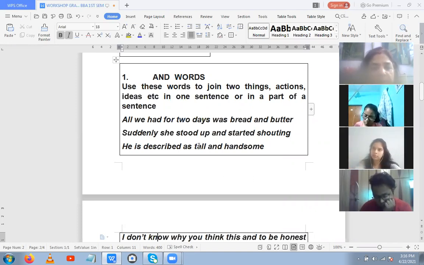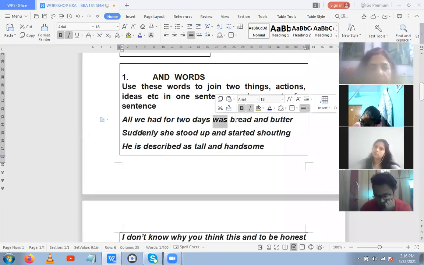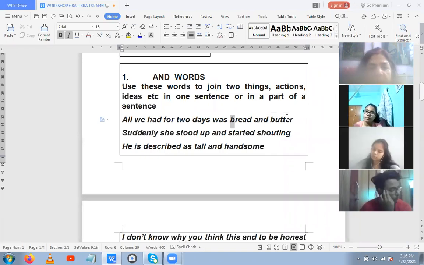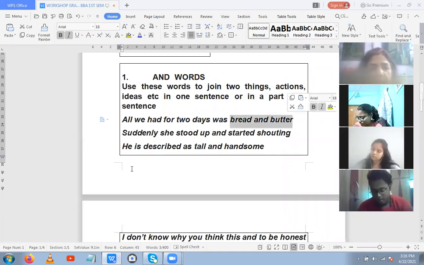So these are the sample sentences. All we had for 2 days was bread and butter. Now here I've written was because we're talking about one idea. Bread and butter is one idea. So the verb will take a singular form. One idea.